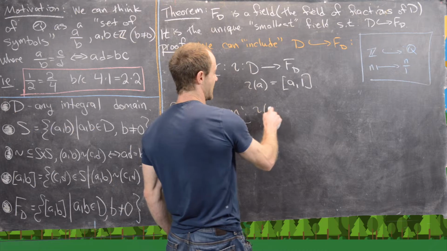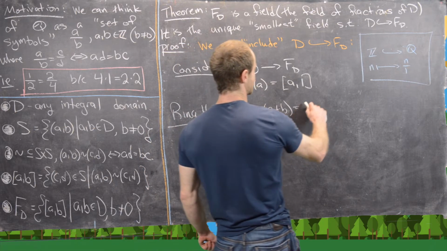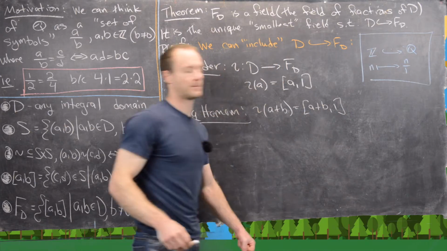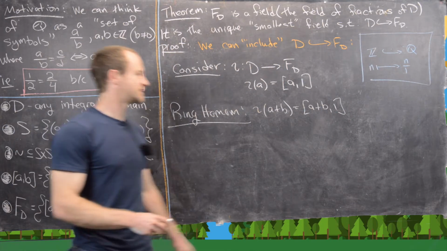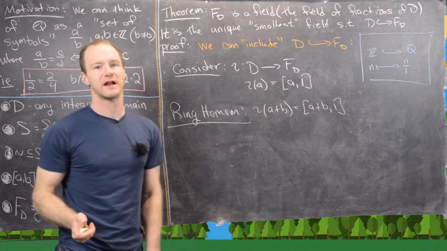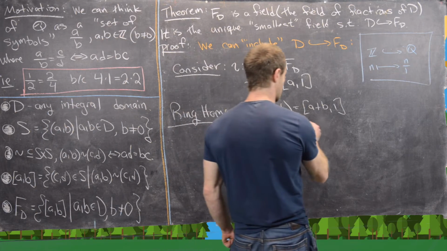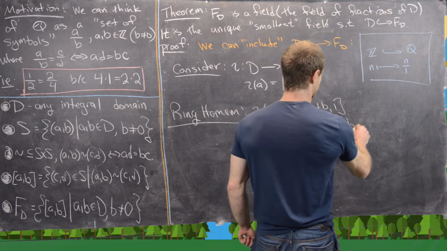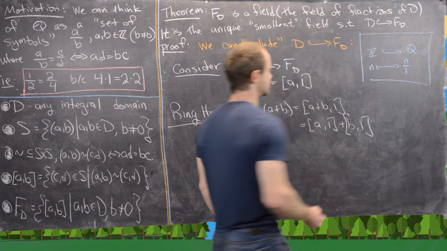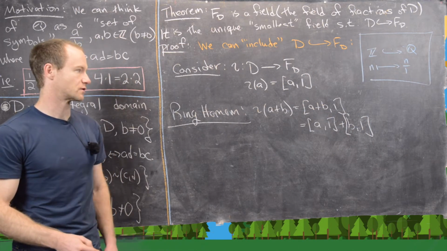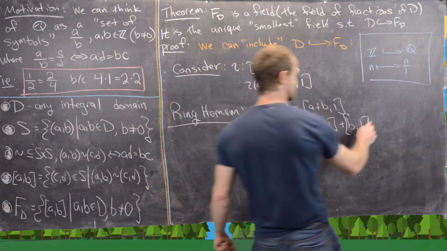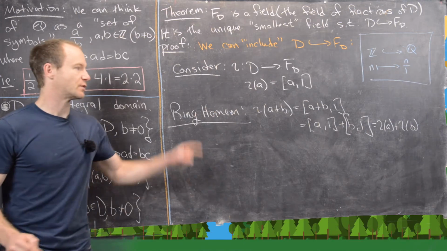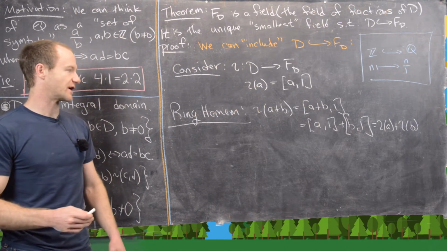So let's say iota of a plus b. That is going to be (a plus b, 1). But then using our addition rule, if we have a denominator of 1, this is actually pretty straightforward. This is the same thing as (a, 1) plus (b, 1). You can check that that works with our addition rule. But that's exactly equal to iota of a plus iota of b. So we've got the addition component for the ring homomorphism.